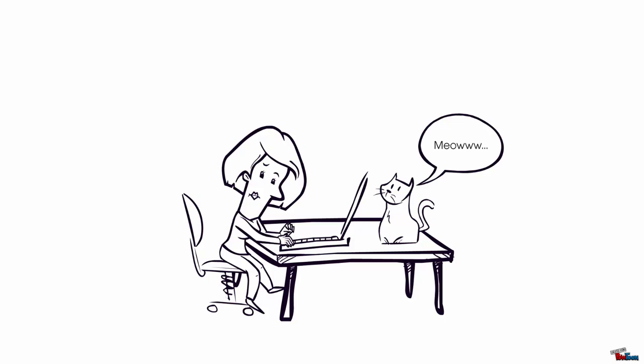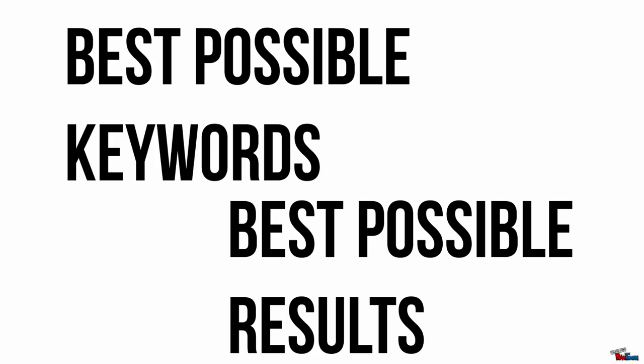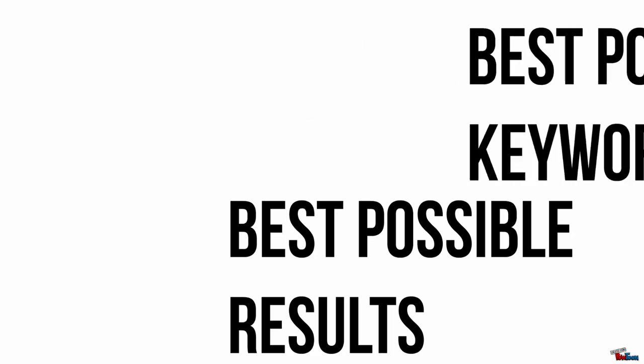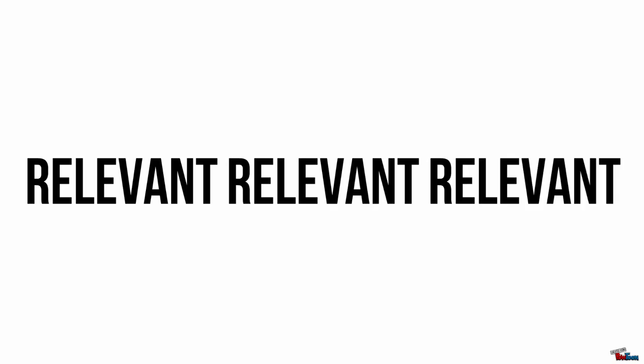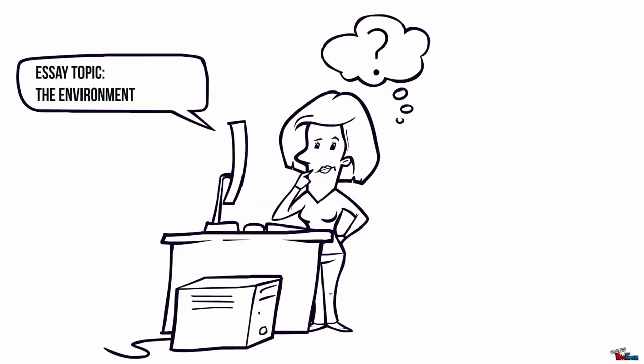The keywords you choose to search with will directly affect your search results. Therefore, the best possible keywords equal the best possible results. The best possible keywords are the words that are the most relevant to your topic. This means that the words you choose should directly relate to the topic that you're researching.